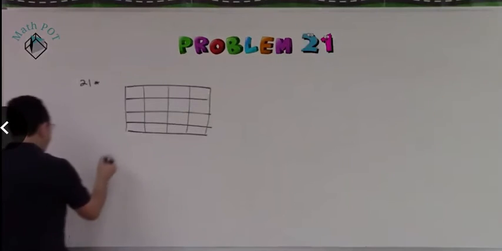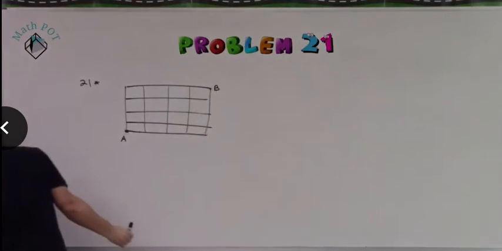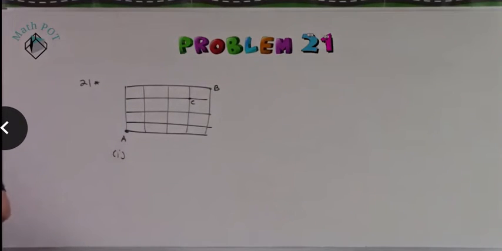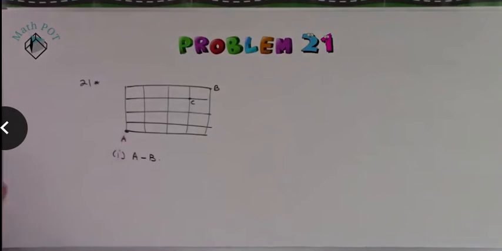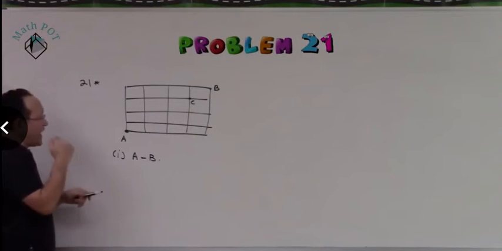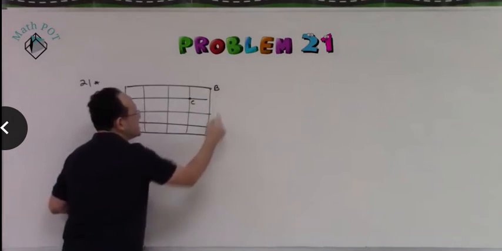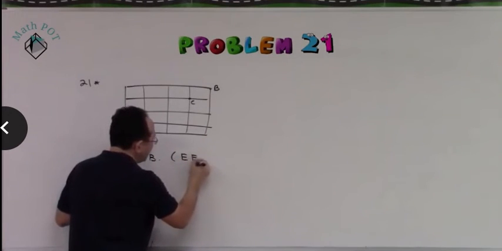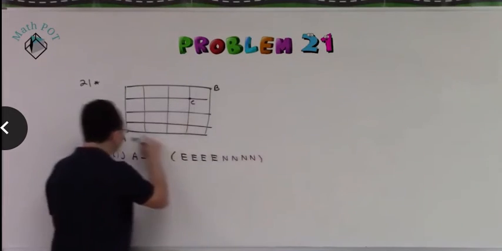So basically here is A, this is B, and this is C. First problem, let's try to figure out how many shortest paths there are from A to B. This is a super standard problem. Any shortest path must contain 4 east and 4 north, of course in a totally different order. So it contains 4 east and 4 north to get from A to B.